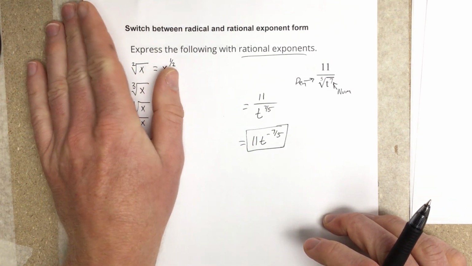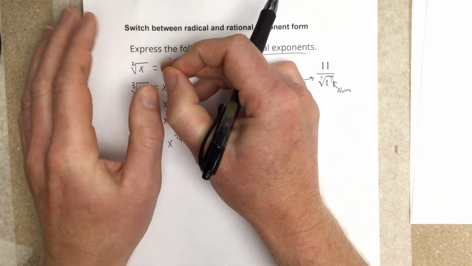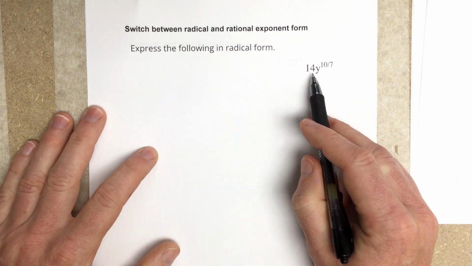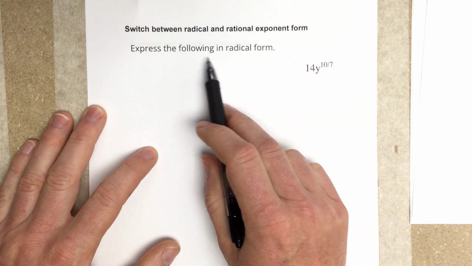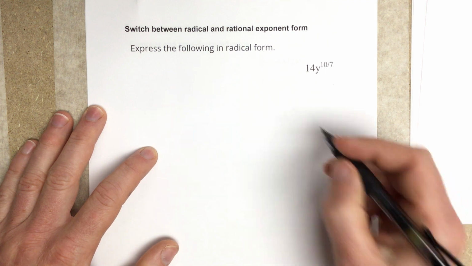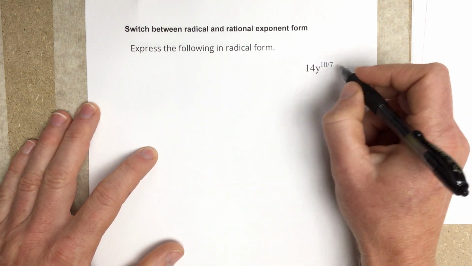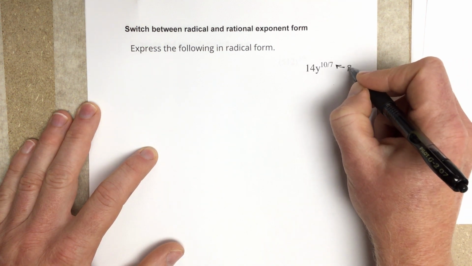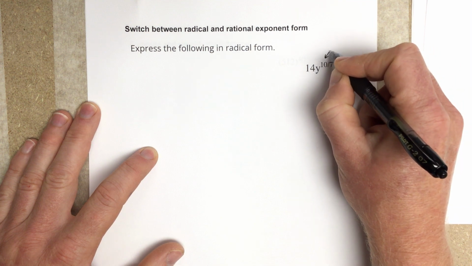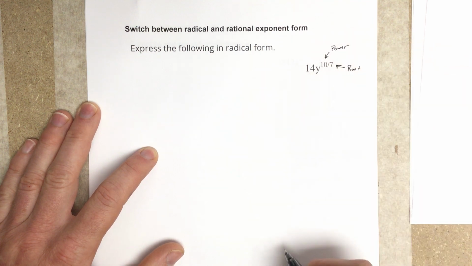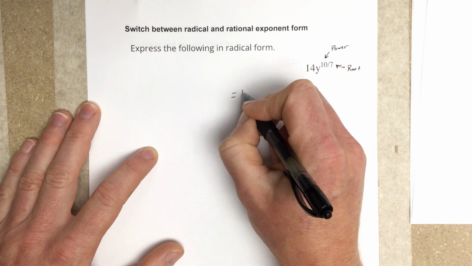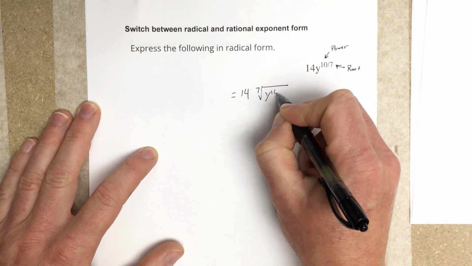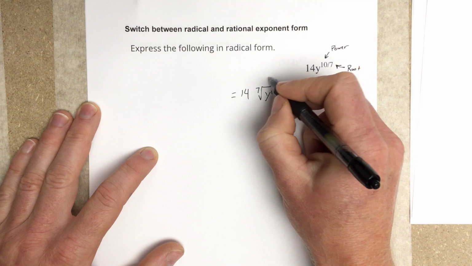Sticking with this, let's do a second problem here. We've got 14y to the 10/7. They want this in radical form. So the 14 on the outside has nothing to do with the inside. But remember, this is your root, and this is the power. So we're going to write this as 14 and the 7th root of y to the 10th. And now we have that in radical form.